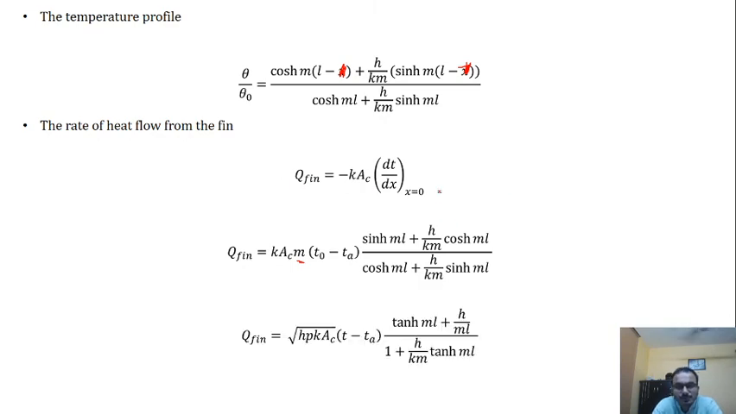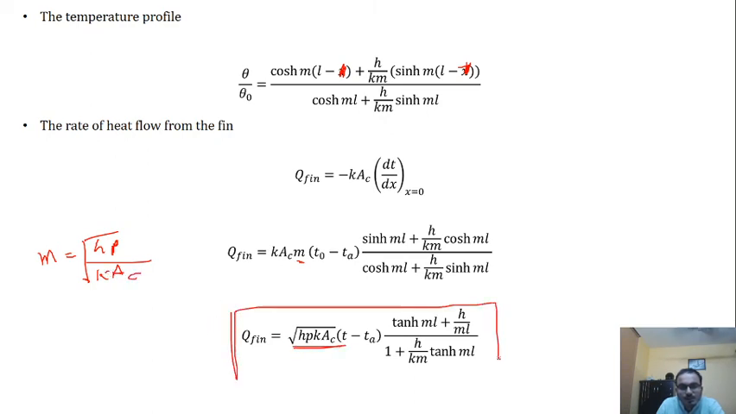are already done. And the final equation will be this, because when you put m is equal to square root of hP over kAc, you will be obtaining that formula. So this is the value of Q fin.